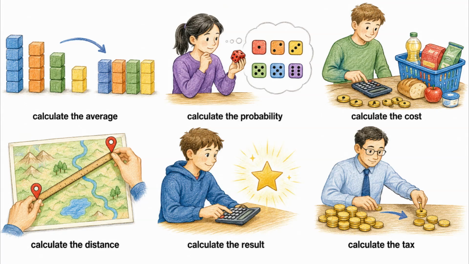Use the coordinates of the 2 points to calculate the distance between them. Enter the formula in the spreadsheet to calculate the result automatically. The accountant will calculate the tax by applying the correct rate to the income.